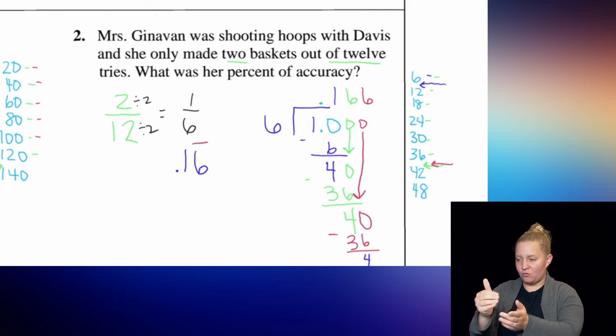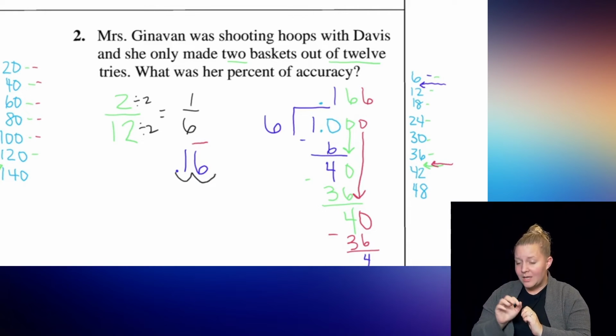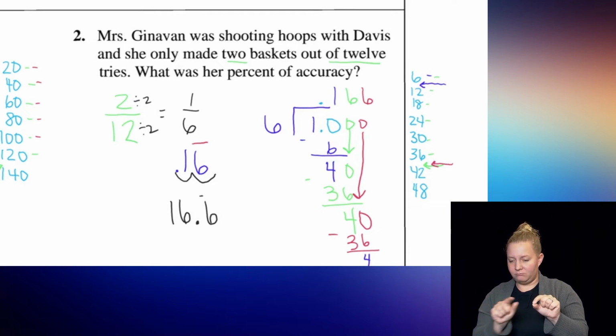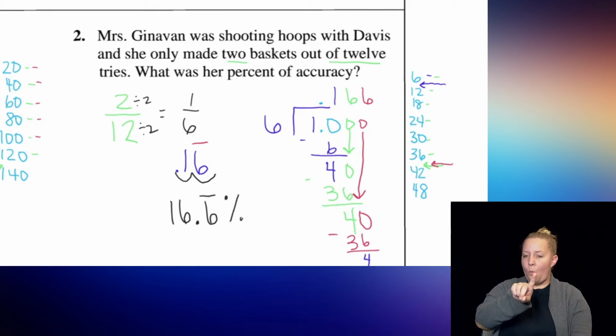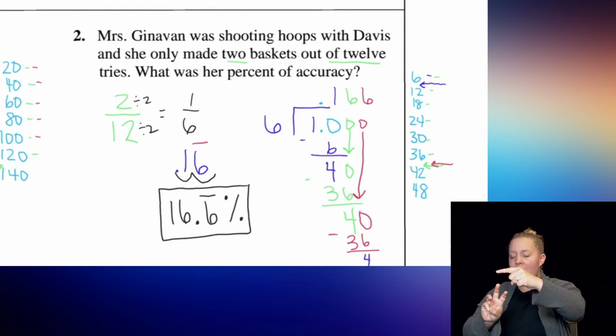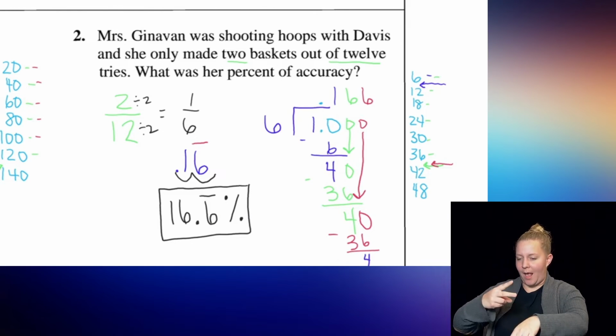But then again, the question says, what was her percent? So my percent, when I take that decimal and move it 2 places to the right, I now have 16.6 repeating percent. Because I do want to keep that bar notation, but you don't want to keep it on the 16, because once you move it twice, it's actually that 10th place value, that 6, that is repeating.